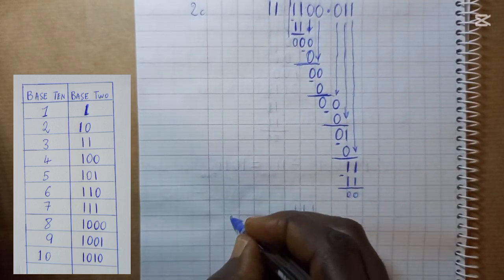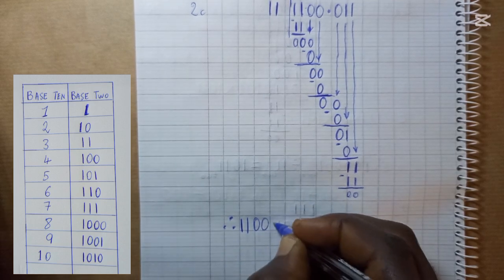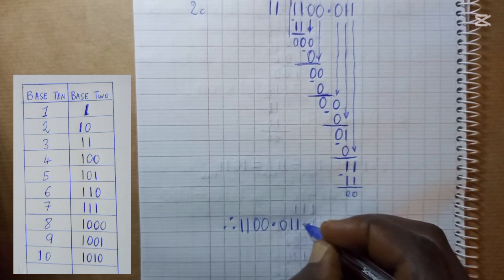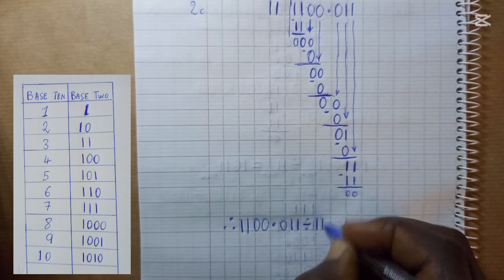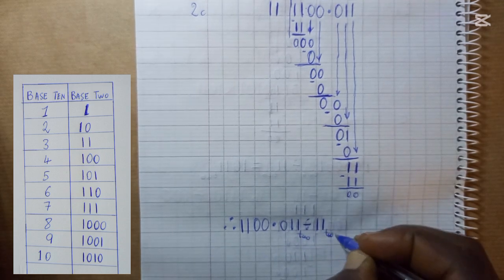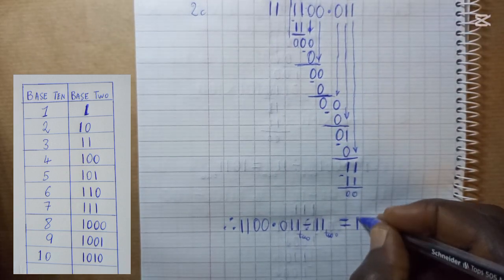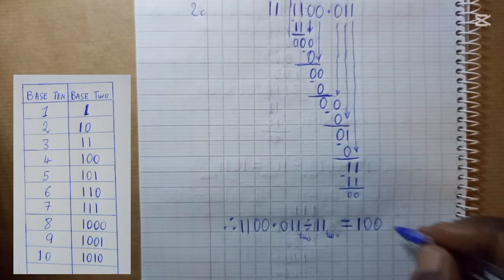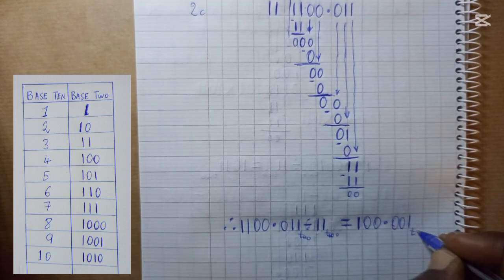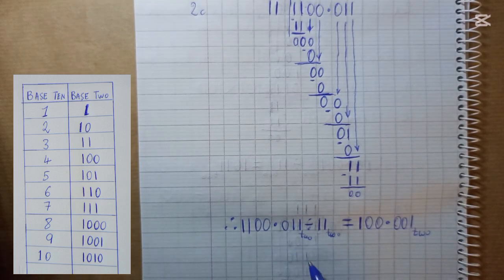Therefore 1100.011 divided by 11 base 2 is equal to this value, that is 100.001 base 2. So this is the answer to number 2C.